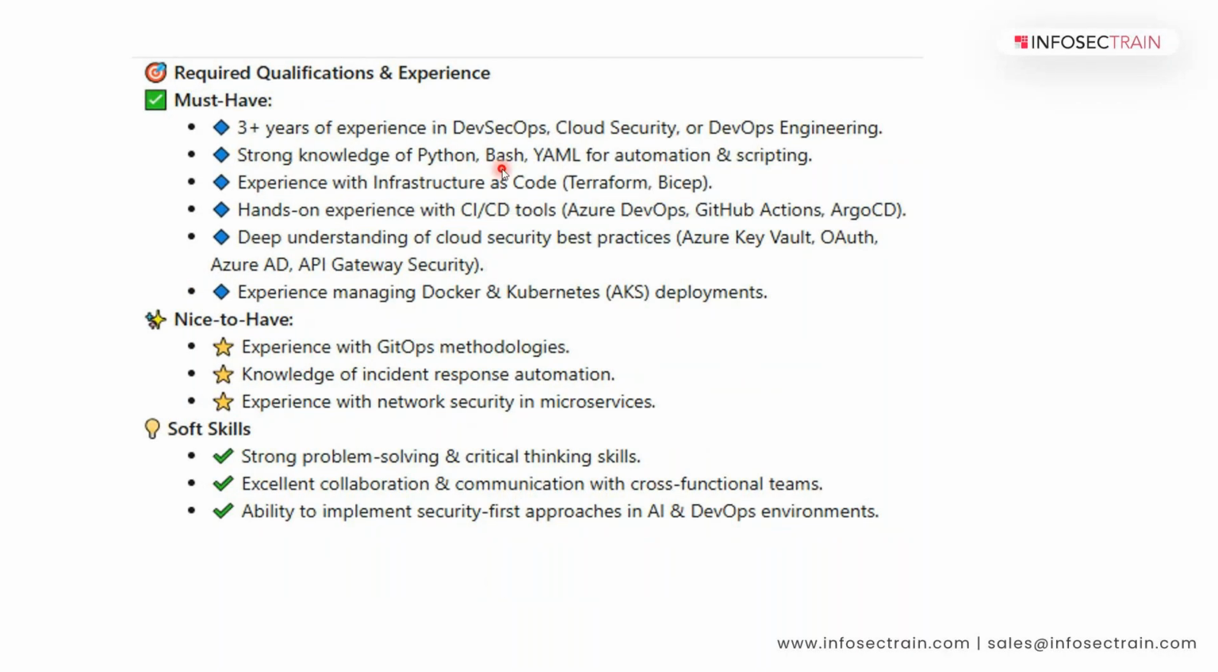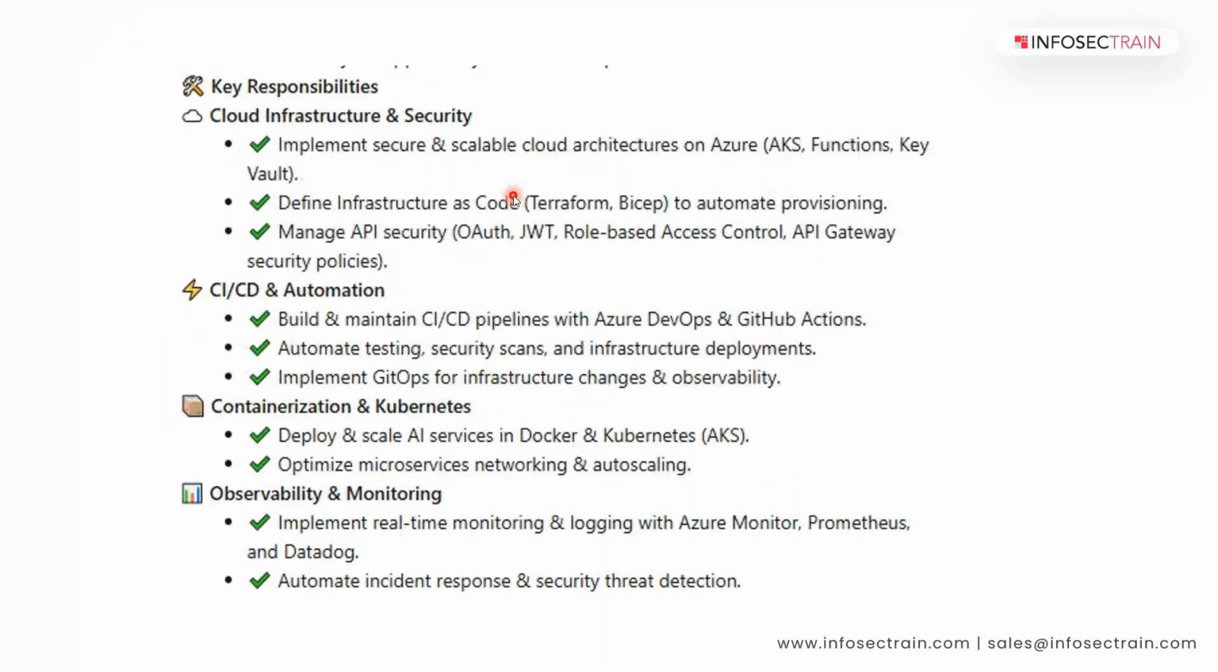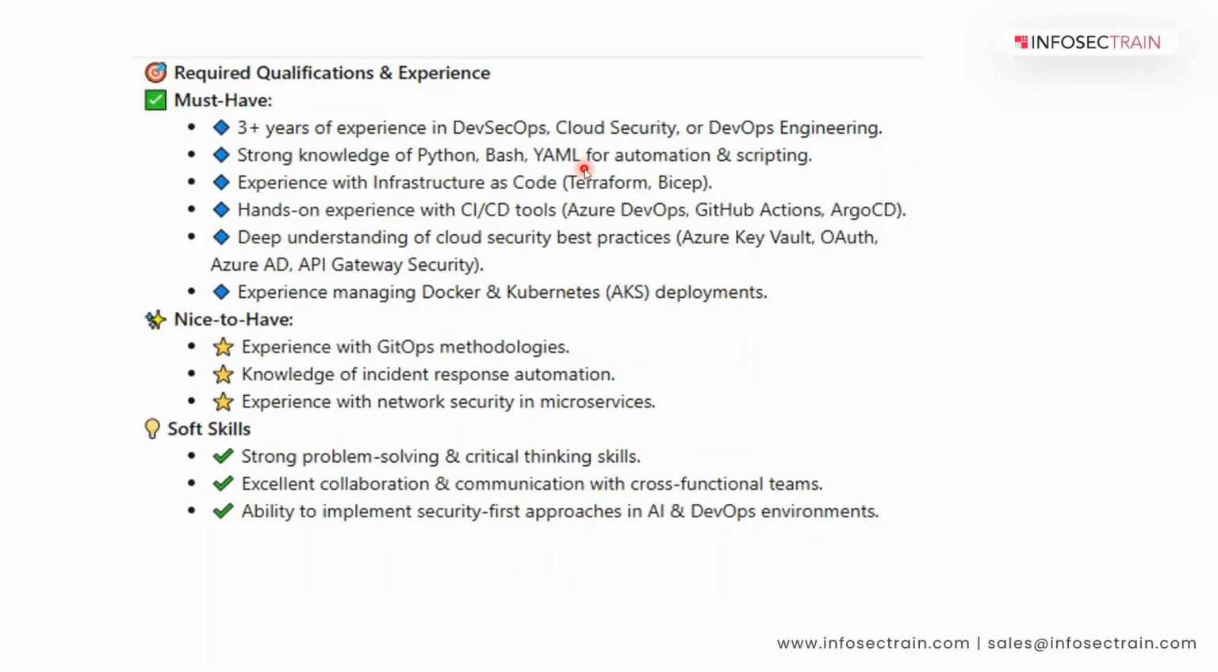So this is for the experienced persons, but we have to focus on the key responsibilities here. It includes cloud, infrastructure as code, API security, CI/CD pipeline, automated testing and security scans, GitOps, Docker, Kubernetes, and networking, and also the monitoring under observability. So this is the sample job description that we have to deal with.